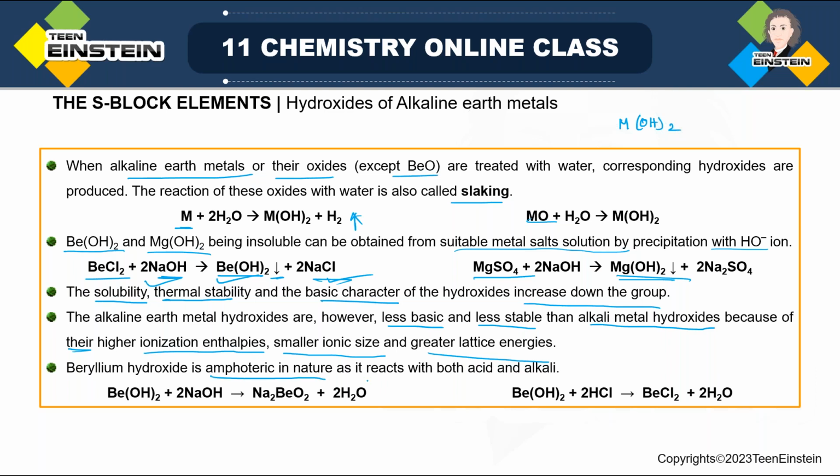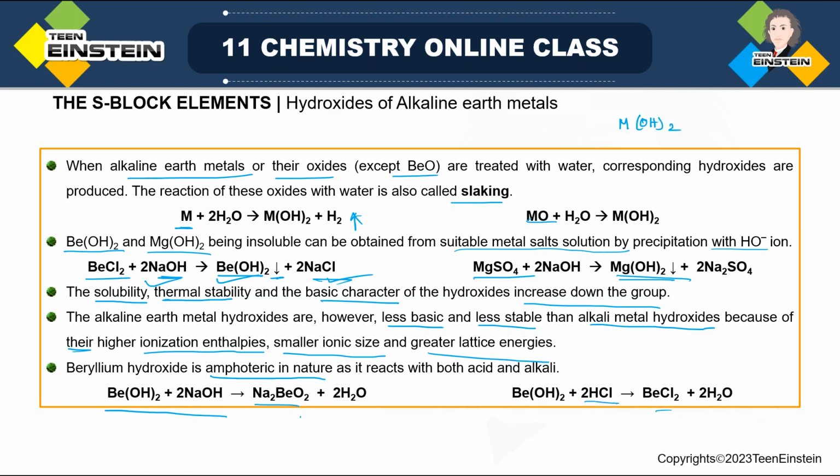Beryllium hydroxide is amphoteric in nature. So remember, down the group, in the case of oxides we have seen basicity is increasing. In the case of hydroxides also, you can expect the same thing, because down the group metallic character increases, and when metallic character increases, the hydroxide also shows more basic character. Beryllium hydroxide is amphoteric in nature. That means it can react both with acid and alkali, which is clear from these equations. The first equation, it is reacting with sodium hydroxide, producing Na2BeO2 and water. In the second case, it is reacting with hydrochloric acid, producing the chloride salt.